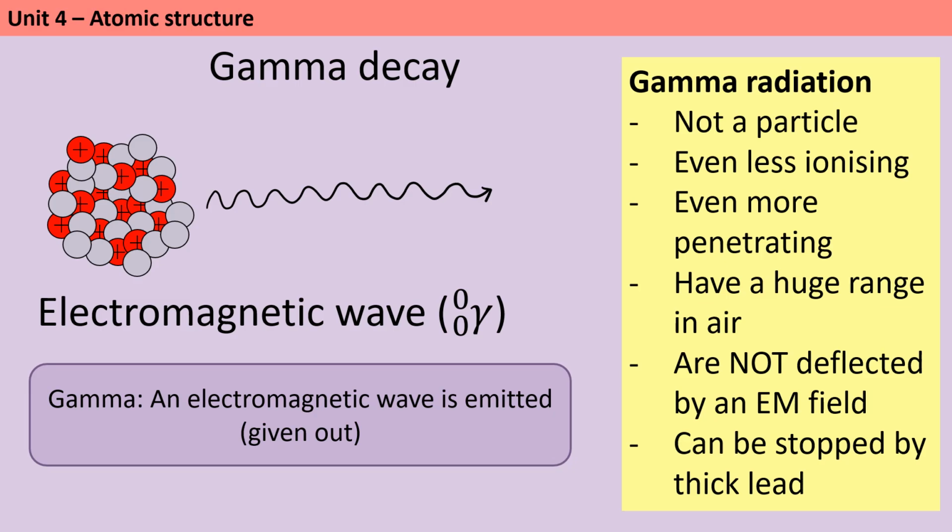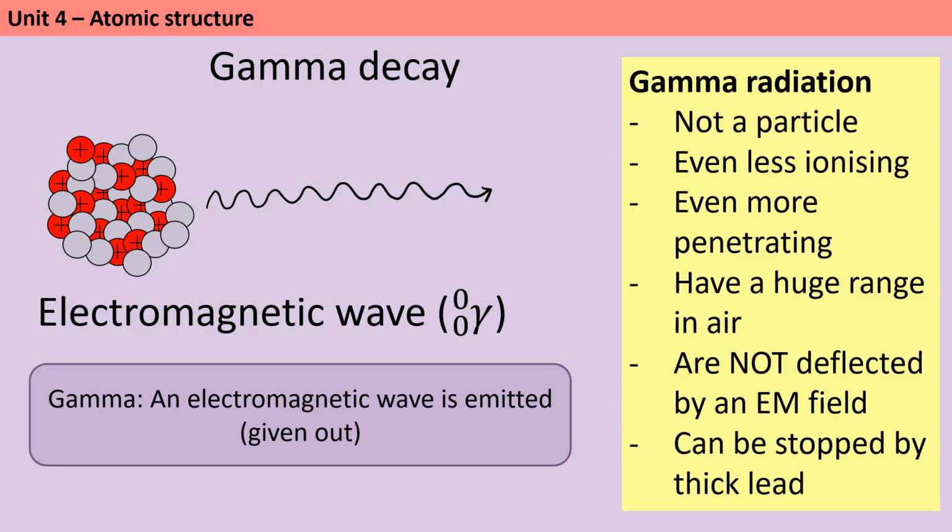Finally, we have our gamma radiation. Now this is not a particle, it's an electromagnetic wave, and we see it being released at the same time as an alpha particle or a beta particle. But because it's not a particle, when it comes to writing equations, there isn't any difference to the parent nuclei and the daughter nuclei. The gamma ray being released doesn't change what element something is, and it doesn't change the mass of the nucleus either.